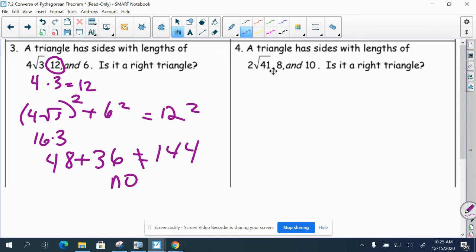Number 4. So we'll do the same thing here. So we'll type in 2 square root 41.